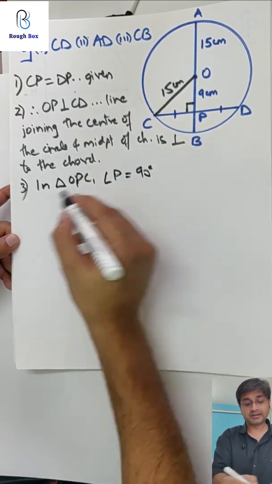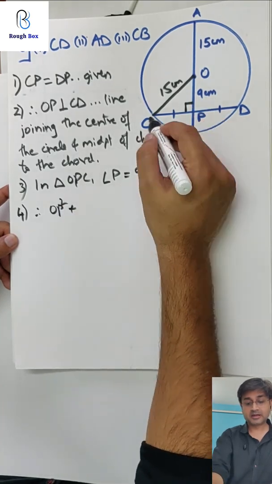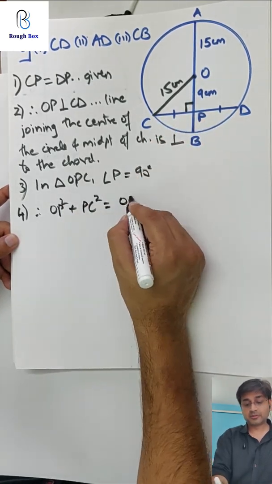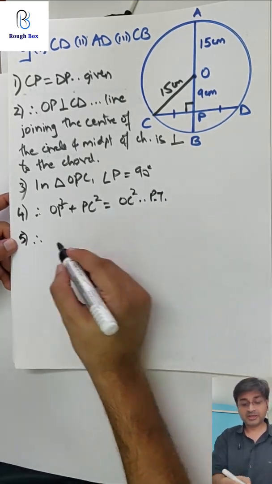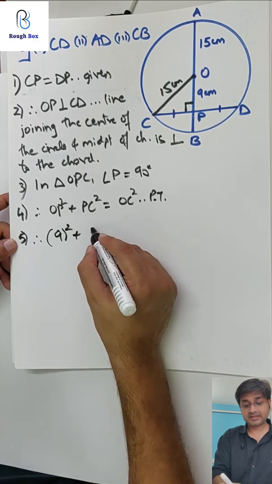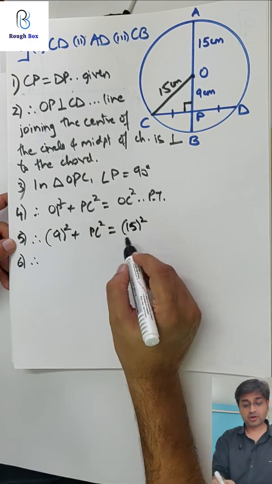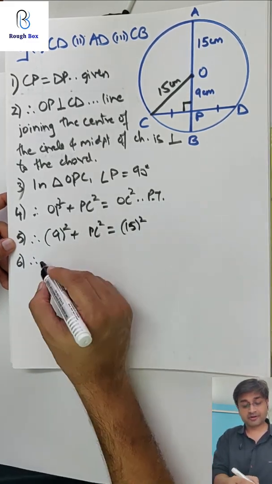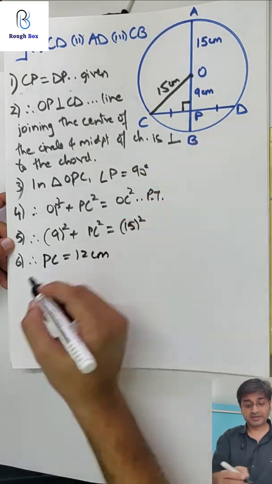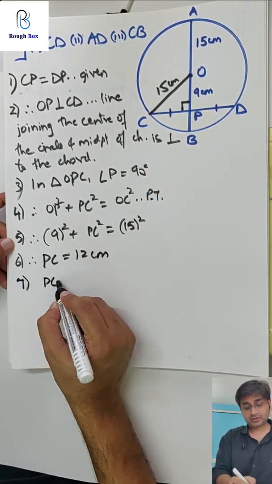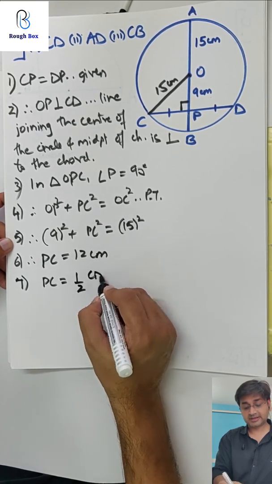Angle P is 90 degrees and therefore OP squared plus PC squared is equal to OC squared. Pythagoras theorem. And therefore, OP is 9, PC is unknown and OC is 15. So therefore, 225 minus 81 is 144, so PC will be 12. So you managed to get PC as 12. Now let's double it. So PC will be half of CD.